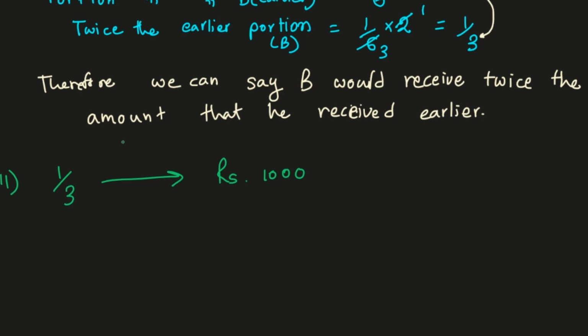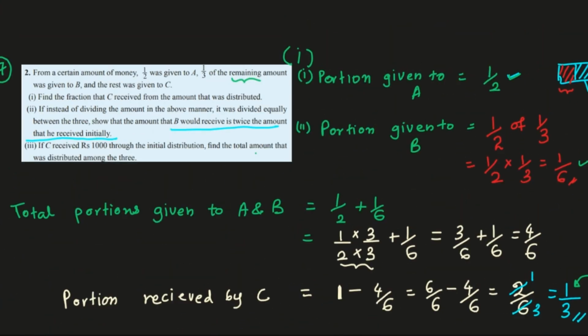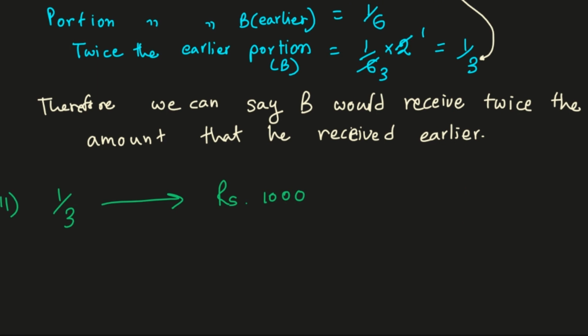No worries. They're asking what's the total amount that was distributed among the 3. What does it mean? Total means 3 upon 3, the full, whole amount. It's like 1, right? If 1 upon 3 equals 1,000, then to find 3 upon 3, you simply multiply 1,000 by 3. So the answer will be 3,000 rupees.